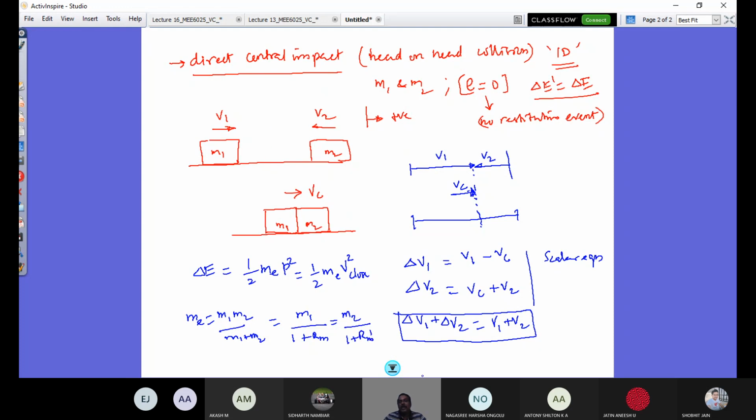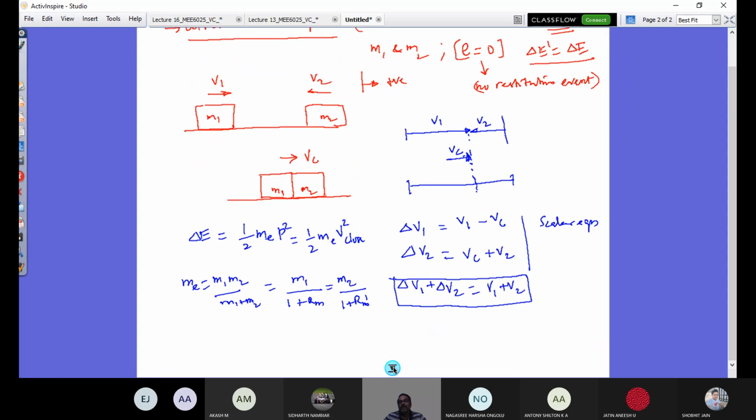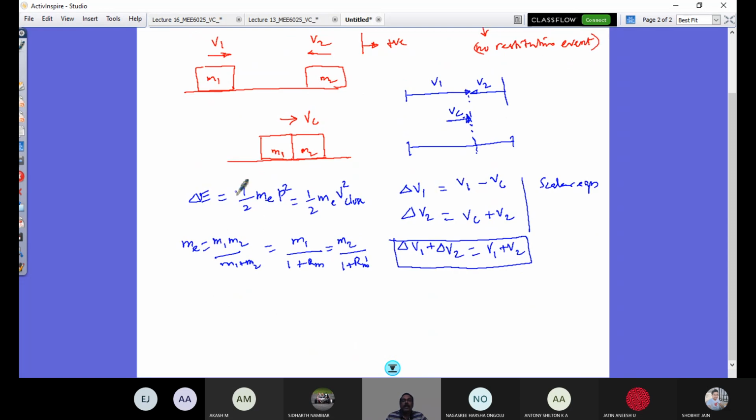This is all we have seen in the previous class. I just write it so that you recollect it when you want to manipulate the equations. Here Rm is M1 by M2, and Rm dash is M2 by M1. This is the mass equivalence. Let's call these equations by the number in the textbook, so that it's easy for you to refer back. That's equation 7.26.